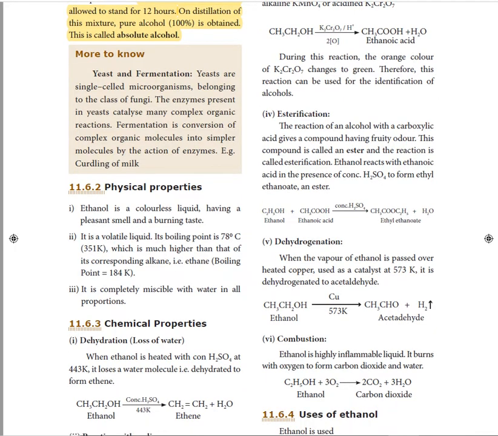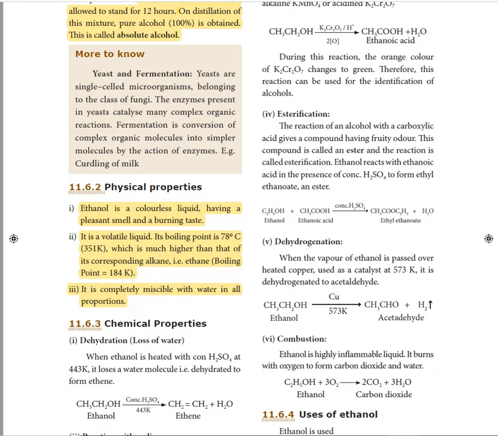You know very well, ethanol is a colorless liquid having a pleasant smell and burning taste. It's a volatile liquid, boiling point 78 degrees Celsius. It's completely miscible with water in all proportions. That means it is soluble in water.